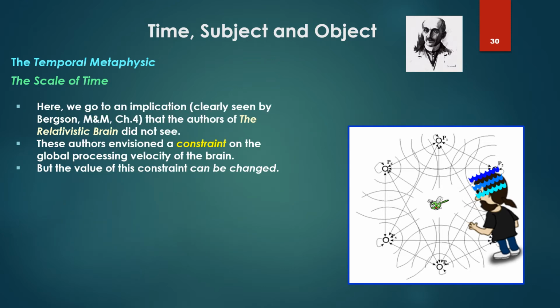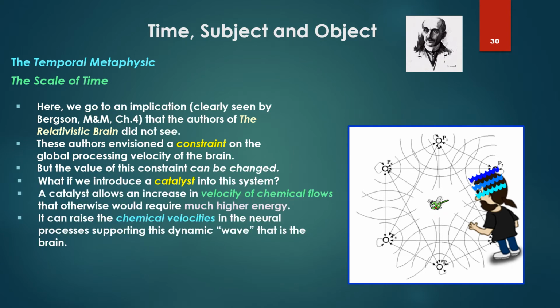So here we move to an implication, which is clearly seen by Bergson in Matter and Memory, that the authors of The Relativistic Brain, a book we mentioned in video number 1, did not see. These authors envisioned the constraint and the global processing velocity of the brain. But they did not see that the value of this constraint can be changed. A catalyst allows an increase in velocity of chemical flows that otherwise would require much higher energy.